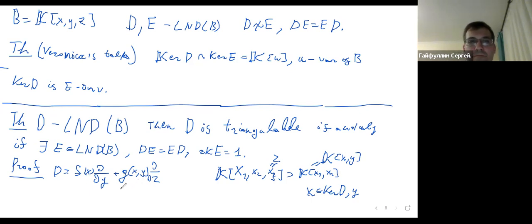And now we just can take E equal to the partial derivation of Z. It's easy to check that D and E commute. Of course, the rank of E equals 1.